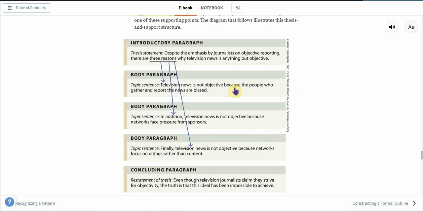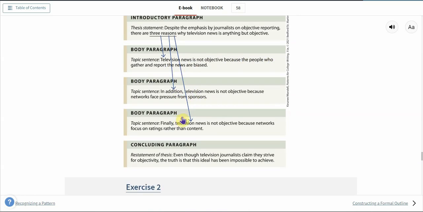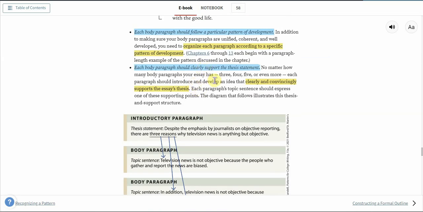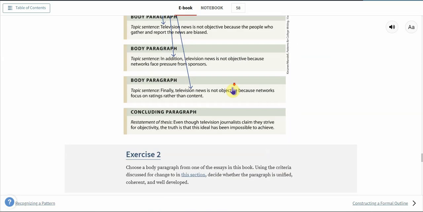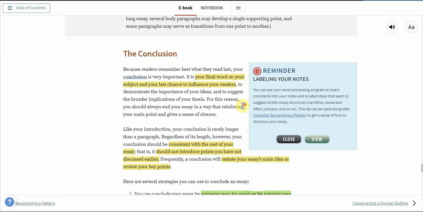So here's one. Television news is not objective because the people who gather the report are biased. So there's one. It's not objective because networks face pressure. So there's a second one. And it's not objective because networks focus on ratings. So each of these body paragraphs starts with the reason why television news is not objective. And they're different reasons. And they're all about television news. So these all support the thesis. So this means that it is unified, right?